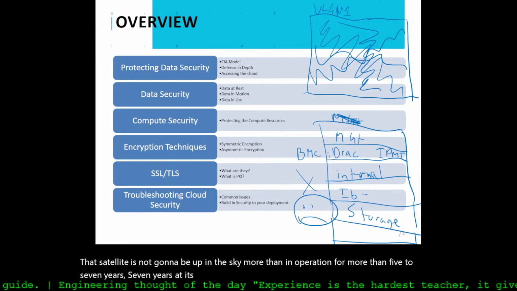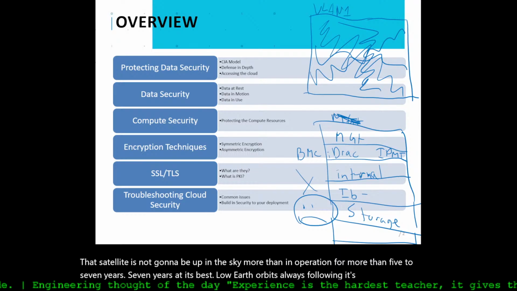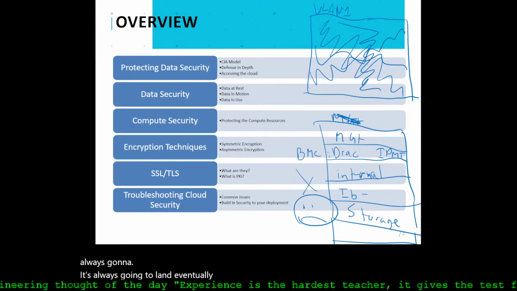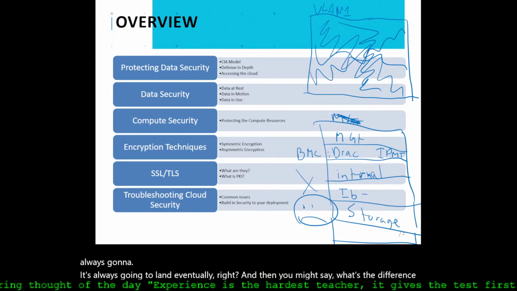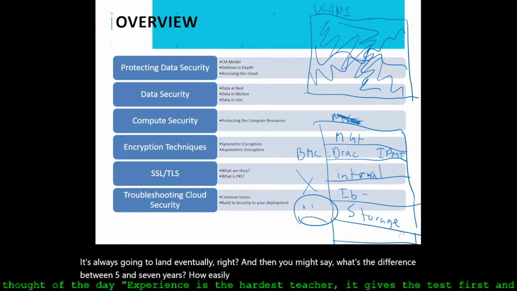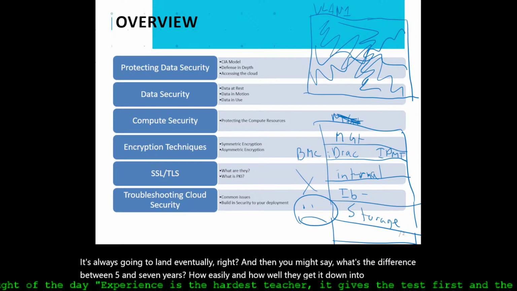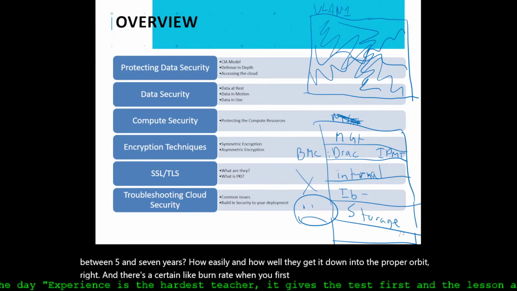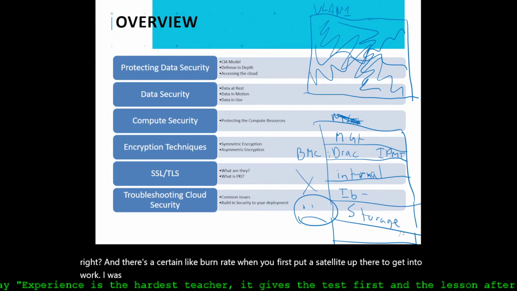Low Earth orbit's always falling. It's always going to land eventually, right? And you might say, what's the difference between 5 and 7 years? It's how easily and how well they get it into the proper orbit, right? There's a certain burn rate when you first put a satellite up there to get it into orbit. I was talking to my college students about this last night.